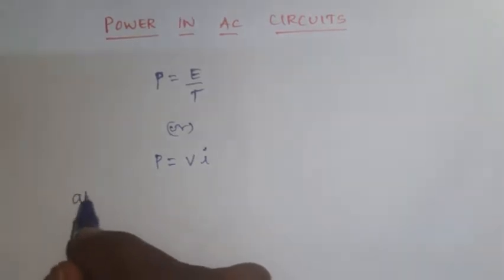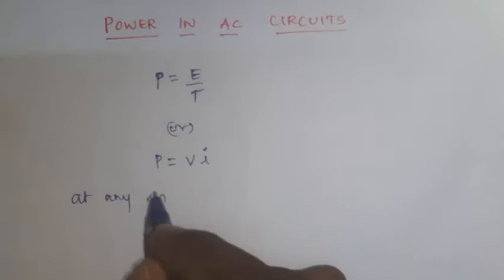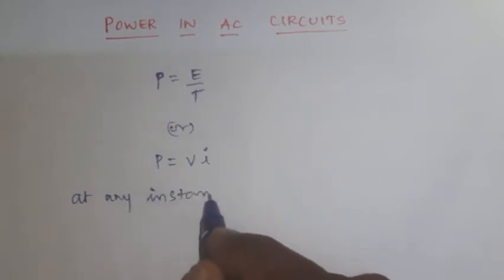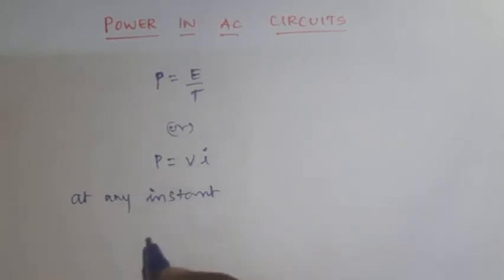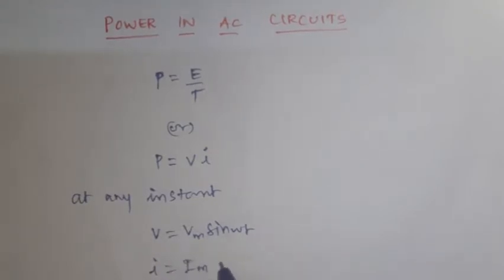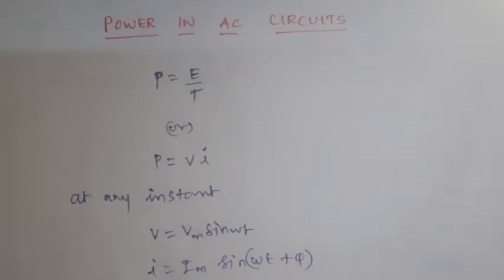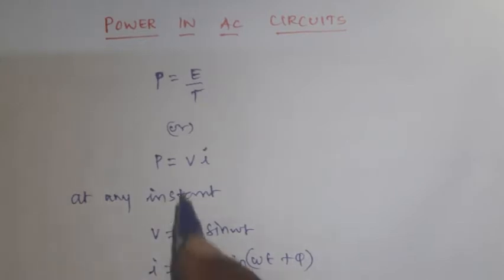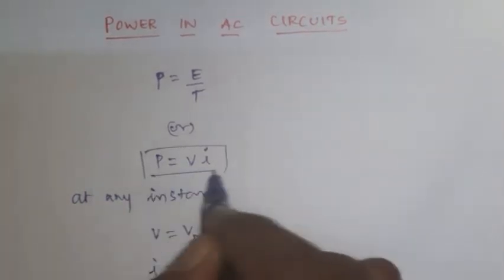So at any instant in an AC circuit, the alternating voltage V is equal to Vm sine omega t, and the alternating current I is equal to Im sine omega t plus phi. This phi denotes the phase relation between voltage and current. Now the power formula P equals VI, we already know that. Let it be equation 1.